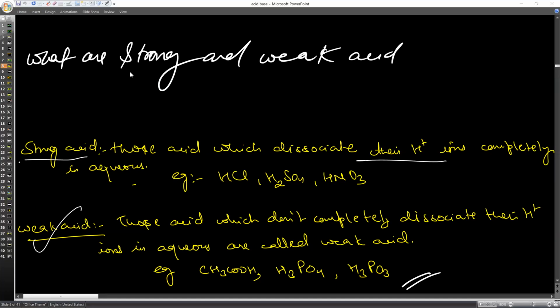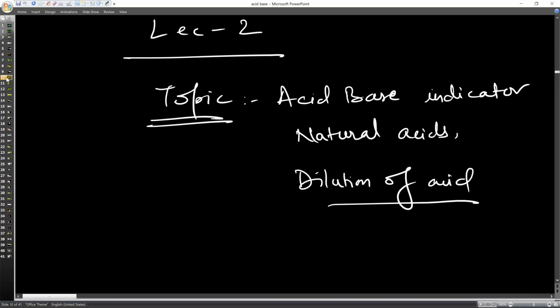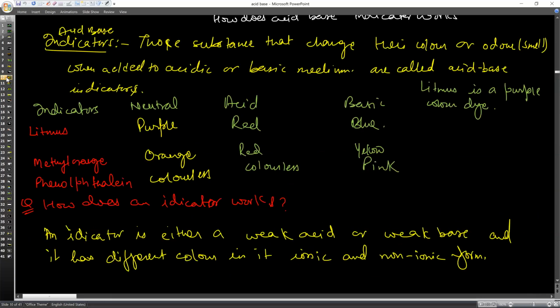Okay, so let us start: what are actually acid-base indicators? Can anyone in the class answer this question? What is an acid-base indicator? What do you mean by indication? Indication means that it indicates something, that with which we can find out something. That tells you, that proves to you, is called an indicator.